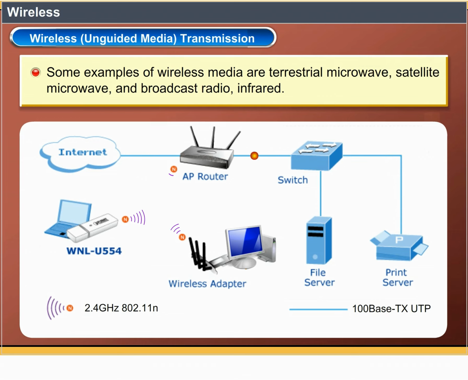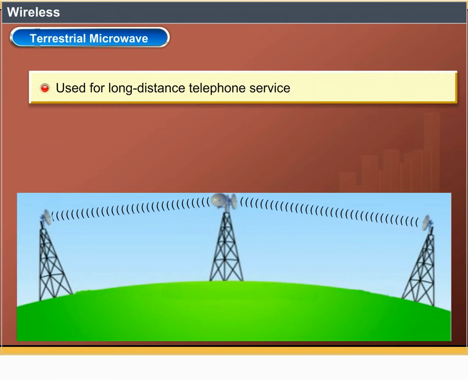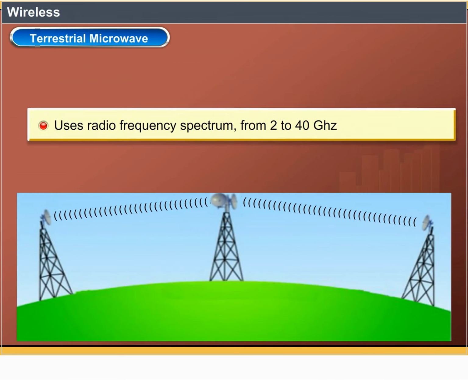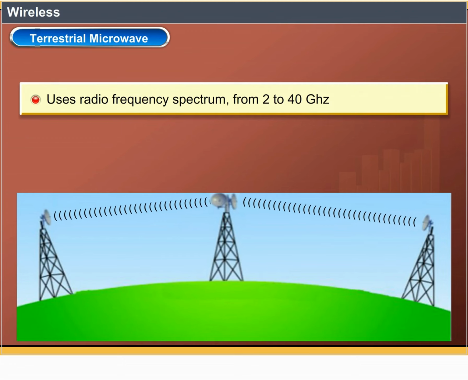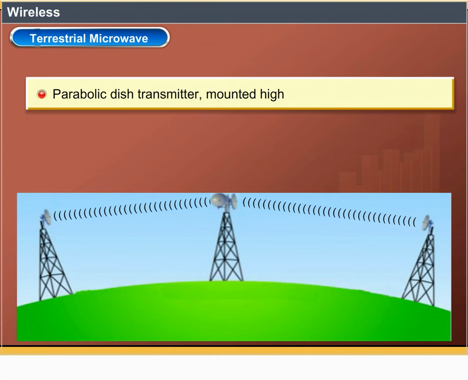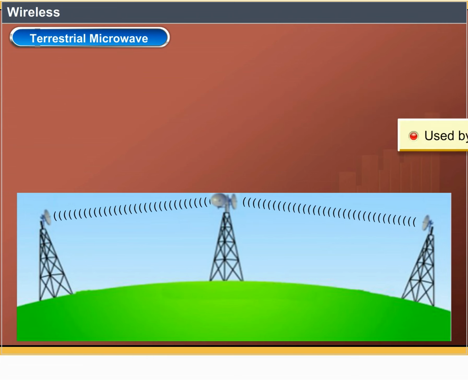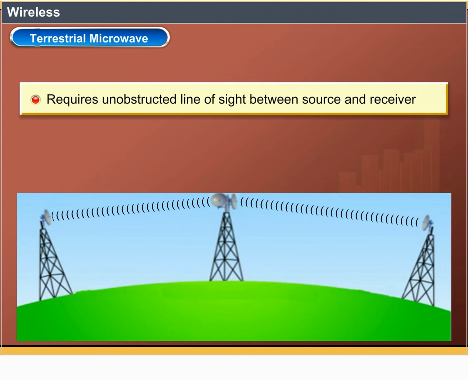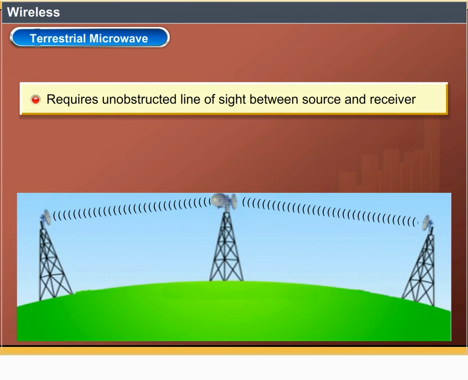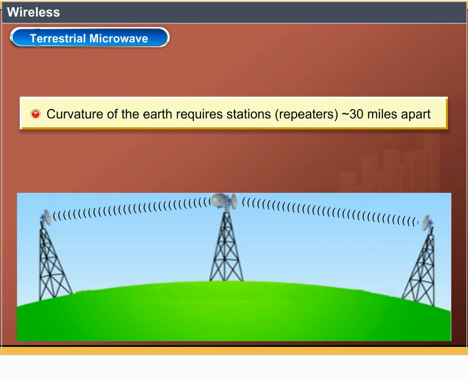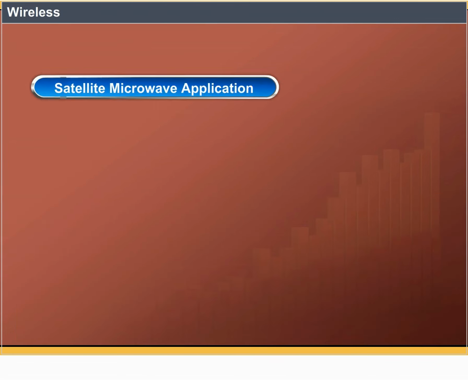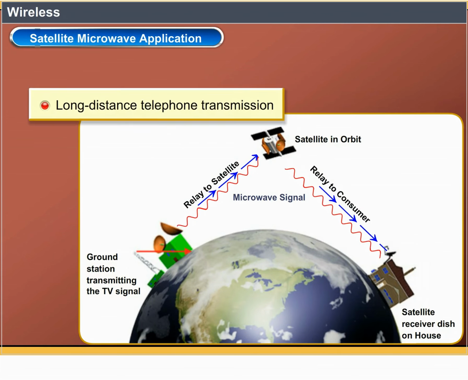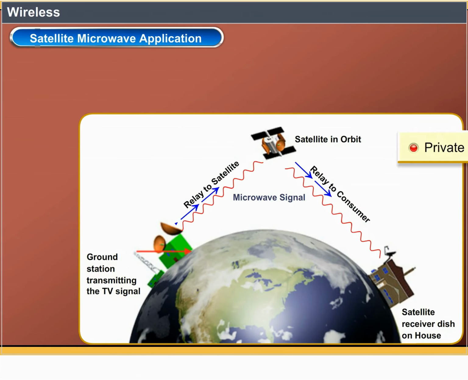Terrestrial microwave, used for long-distance telephone service, uses radio frequency spectrum from 2 to 40 GHz. Parabolic dish transmitter mounted high, used by common carriers as well as private networks. Requires unobstructed line of sight between source and receiver. Curvature of the earth requires stations with repeaters up to 30 miles apart. Satellite microwave application: television distribution, long distance telephone transmission, private business networks.